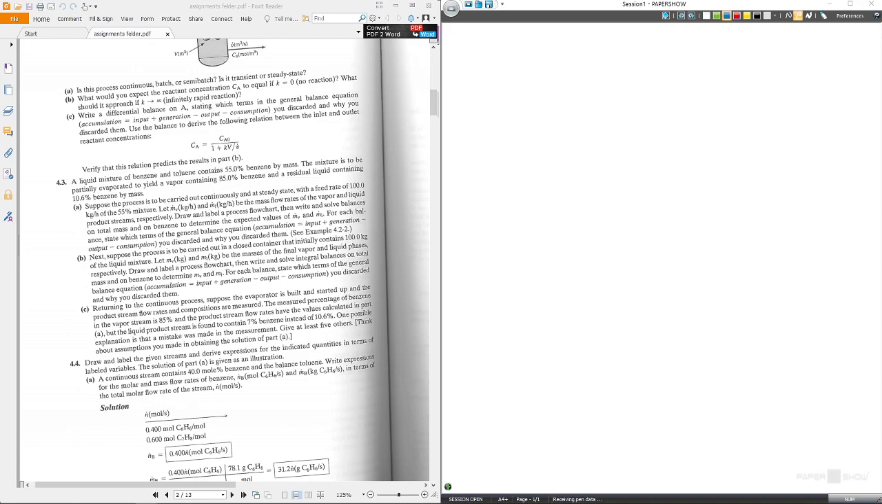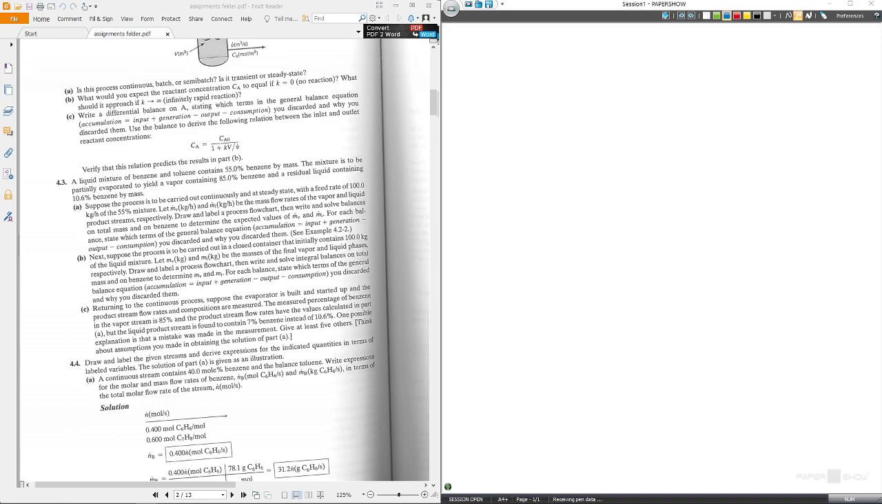I will basically be going through a bunch of the exercises from Felder, and I will start with some of the simpler ones without any recycling or bypass or any chemical reactions. We'll basically see how far we get today. So the first one we'll be looking at is assignment 4.3 that you can hopefully see on your screen.